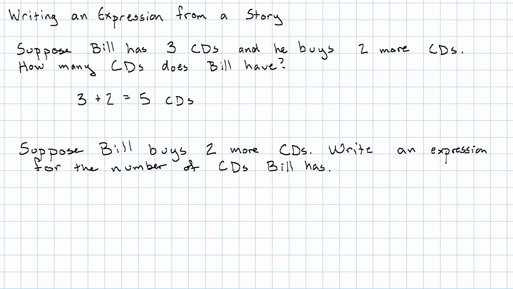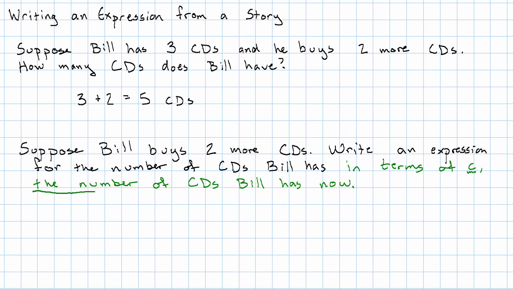So typically in a word problem like this, where we're just practicing this skill, we'll tell you what the variable should be. And the way that we'll tell you that is by telling you the letter for the variable followed by a description of what the variable means. So write an expression for the number of CDs Bill has in terms of C, the number of CDs Bill has now.